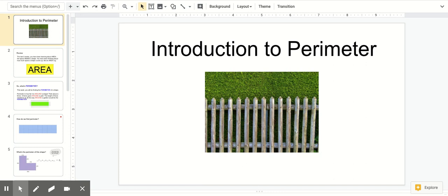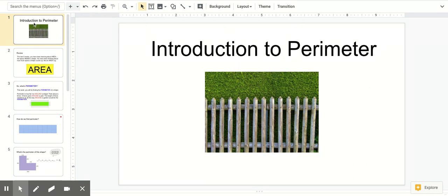Now, this will be the last lesson for the school year. Did you hear that? The last lesson of third grade. Woo woo! You can go ahead and celebrate that.